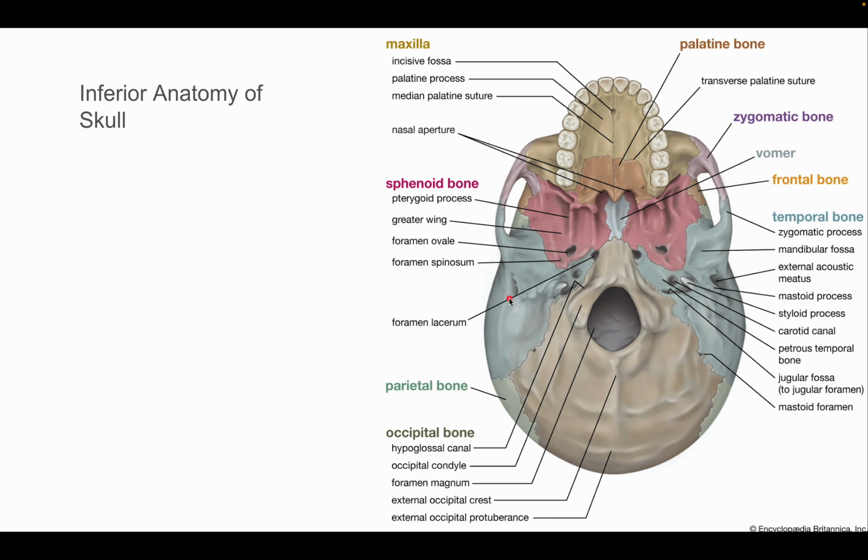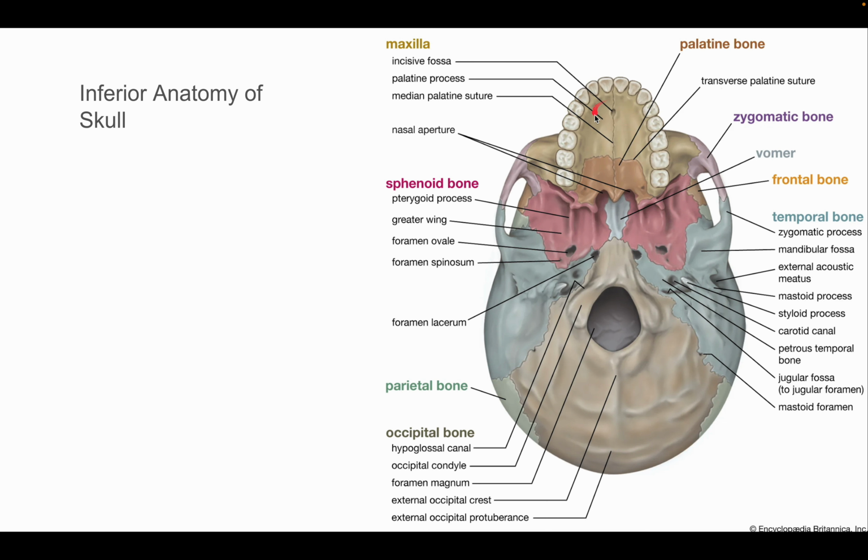And now we'll move on to the inferior anatomy of the skull. This is probably the second hardest to learn, but we will get over it. Now, looking here, we can see more foramina emerge. But first, from this perspective, we can go superiorly to inferiorly. Right here, we have the incisive fossa.